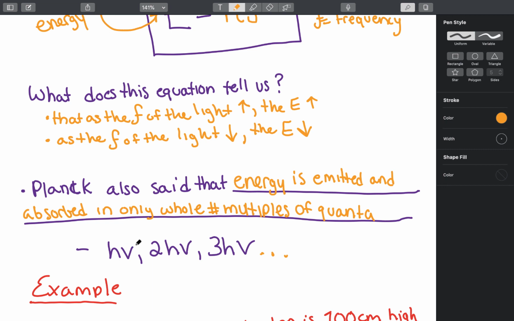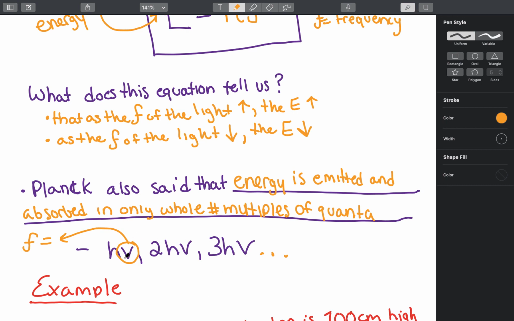Note that this mu is also another symbol for frequency. Frequency in textbooks is often given as either mu or f, so note that mu and f mean the same thing. Basically what he's saying is that energy can only be emitted or absorbed in specific quanta, so in whole number quanta. In other words, if you absorb energy, you can only absorb it in one quantum, two quanta, or three quanta of energy. So energy can only be emitted or absorbed in whole number multiples.